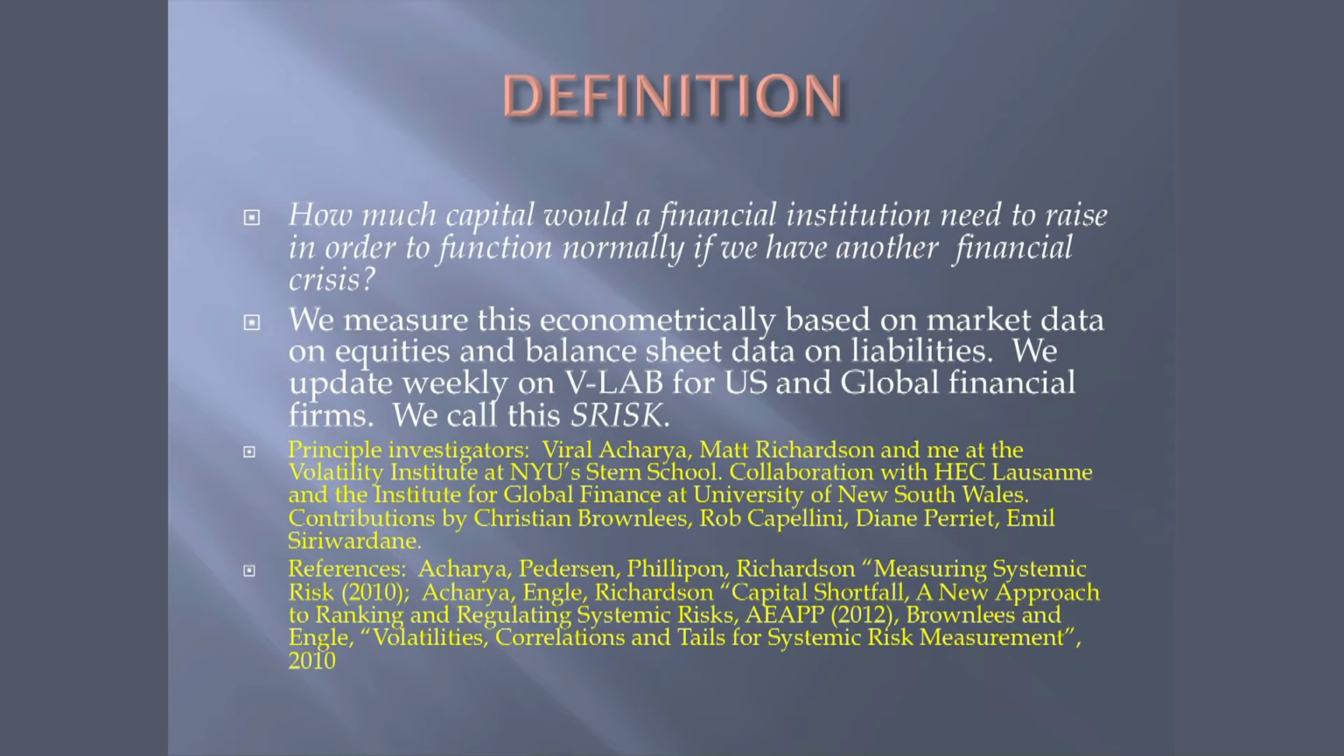And these pictures are going to be pictures of what I call S-risk. And S-risk, I have to explain to you exactly what it is. It's the answer to this question: how much capital would a financial institution need to raise in order to function normally if we have another financial crisis? Okay, so we have a financial crisis. These banks are under stress. Do they have enough capital in reserve so that they can survive this, or do they need to raise capital? If the answer is they have enough capital in reserve that they don't need to raise capital, then the answer is S-risk is 0.